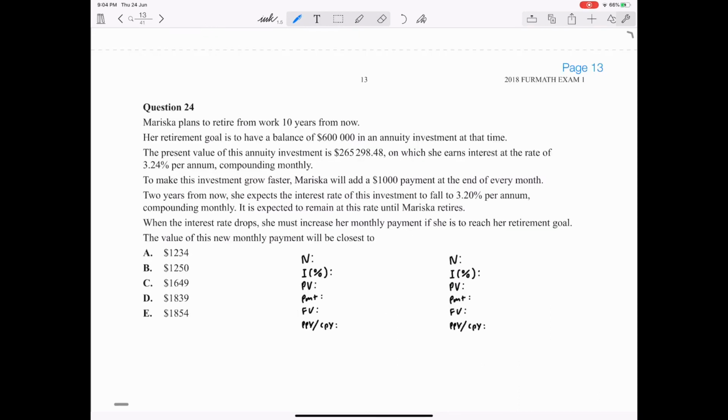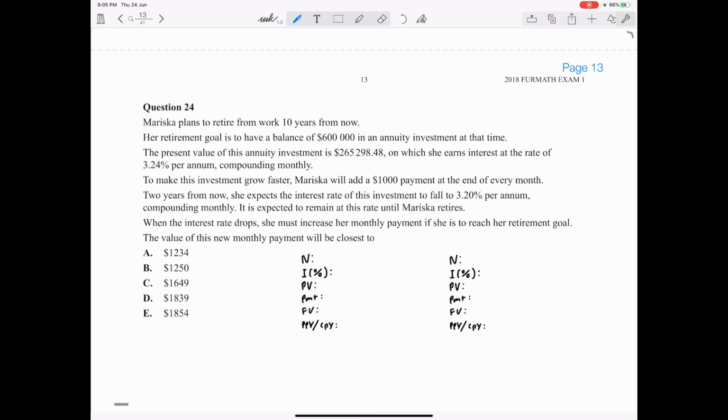Question 24. Mariska plans to retire from work 10 years from now. Her retirement goal is to have a balance of $600,000 in an annuity investment at that time. The present value of this annuity investment is $265,298.48, on which she earns interest at the rate of 3.24% per annum compounding monthly.